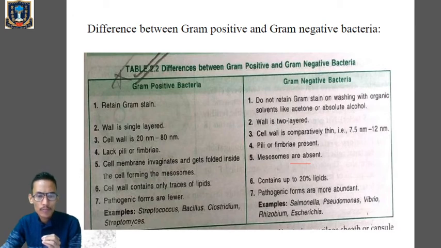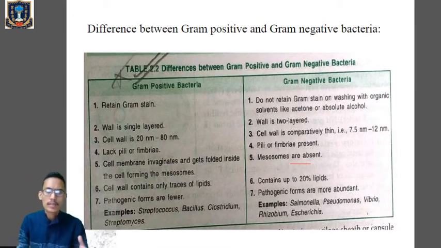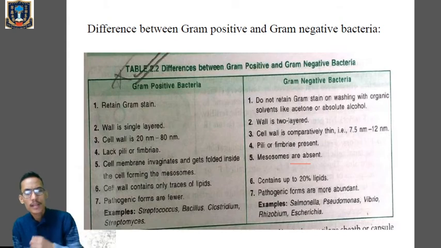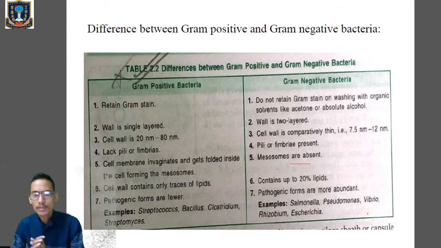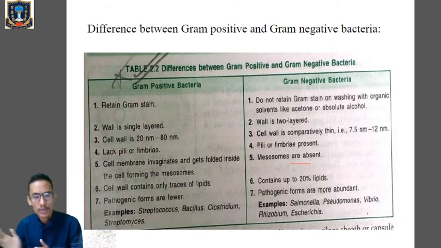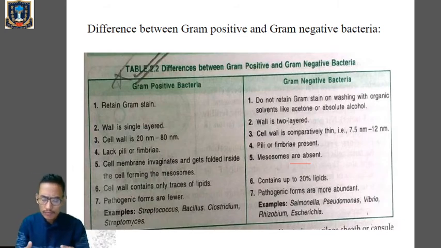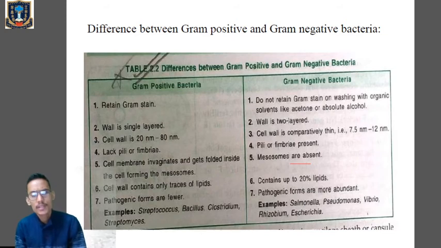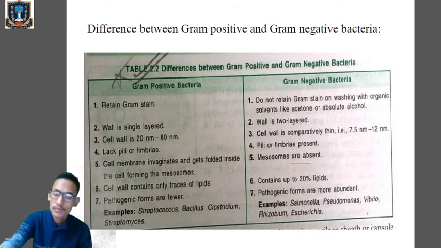Examples of gram-positive bacteria: Streptococcus, Bacillus, Clostridium, Streptomyces. Examples of gram-negative bacteria: Salmonella, Pseudomonas, Vibrio, Rhizobium, and Listeria. Clear? So these are the simple differences between gram-positive and gram-negative bacteria.